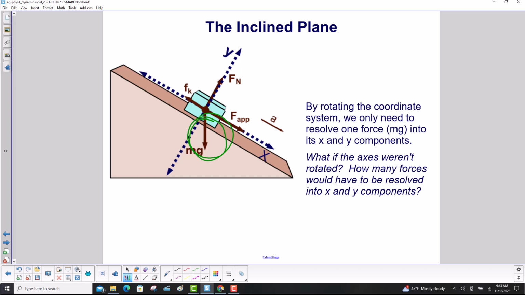What if the axes weren't rotated? Right? What if you're more happy with just having your standard, non-rotated Cartesian coordinate system? How many forces would have to be resolved into x and y components?